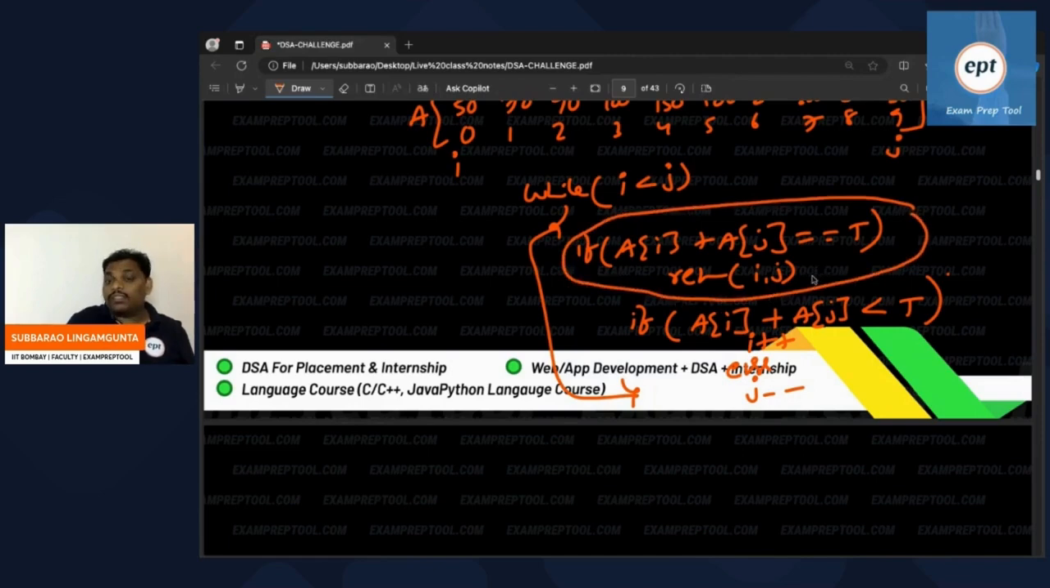Suppose your required thing does not exist, you will come out of the while loop. Why did you come out of the while loop? Because of this reason. So printf not exist. If it exists, you are already done, you return. You don't come to here. You came to here means not exist. Return means it will go to the main program.